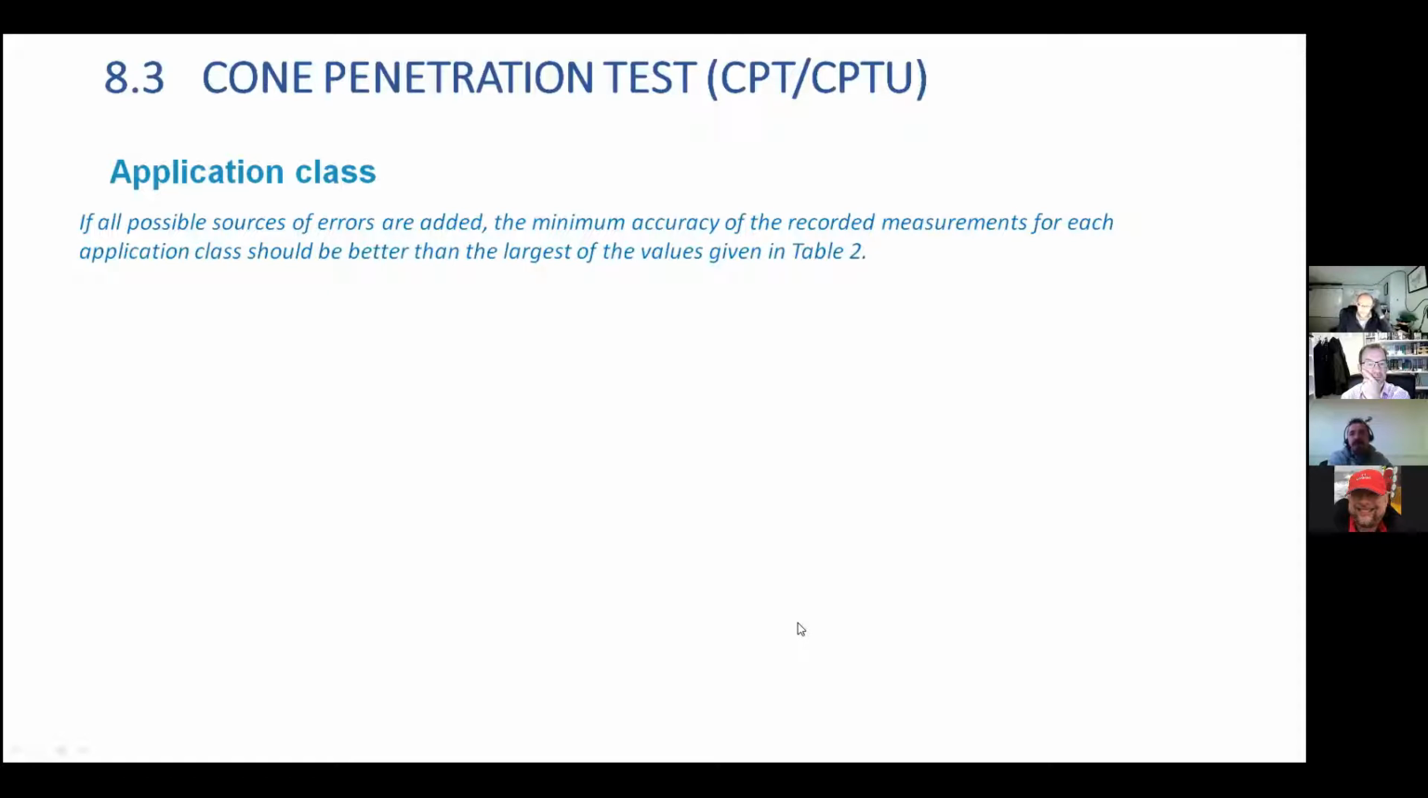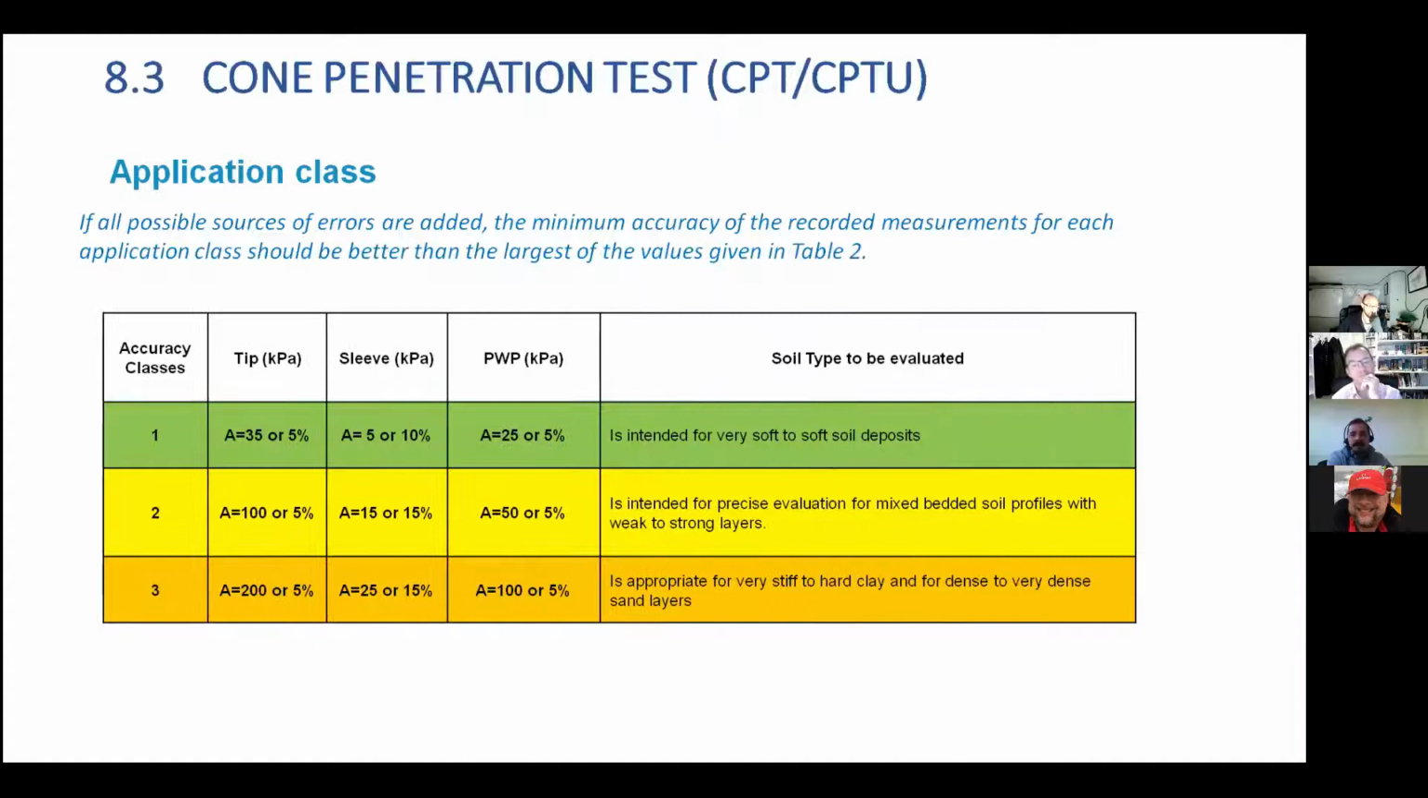In terms of why we did these substantial changes, the main driver was the application class. In the current version of the standard, there is a classification of test types based on the accuracy of the measurements, and each of the classes is intended for certain soil types, and there is a series of values of accuracy for tip, sleeve, and pore pressure that make your test accuracy class 1, 2, or 3.